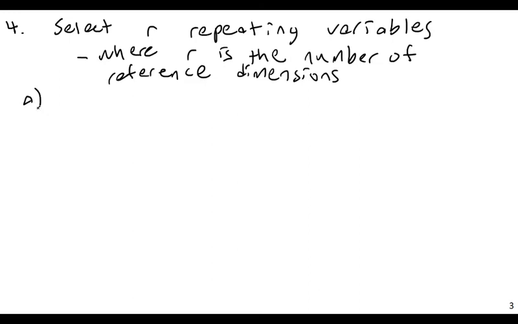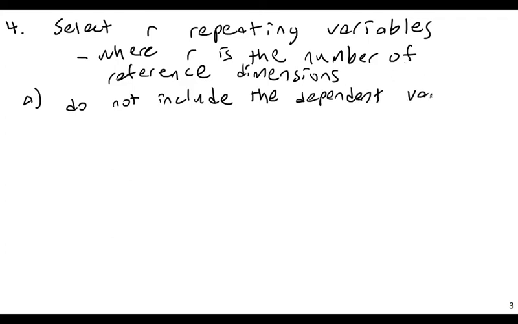Let's see, a few notes on this. One, do not include the dependent variable, or the final variable, you might say, which in our case would be delta PL. So I don't want that to be one of my repeating variables.